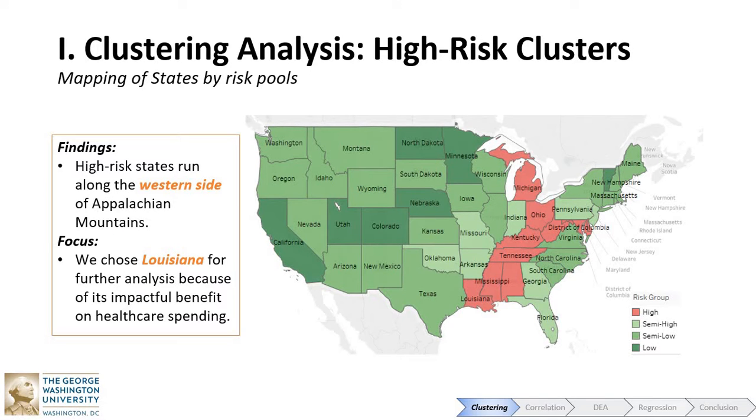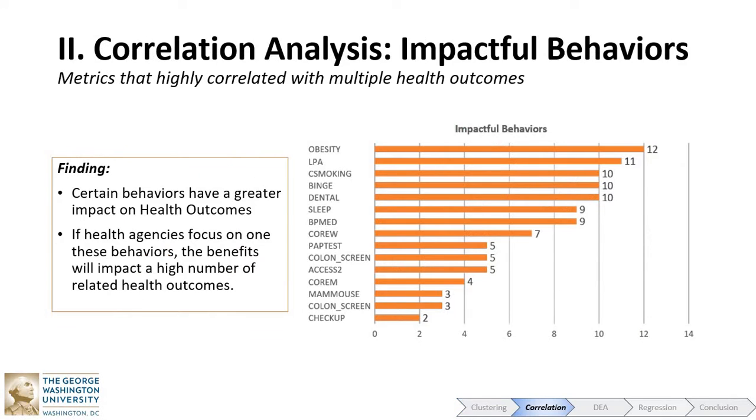map in Tableau. And we see that the high risk cluster seems to fall on the western side of the Appalachian Mountains, going as far north as the Great Lakes region of Michigan, Ohio, as far south as Louisiana, Mississippi, and Alabama. And we chose Louisiana because we found this was the area that might have the most impactful spending measures in order to improve public health.